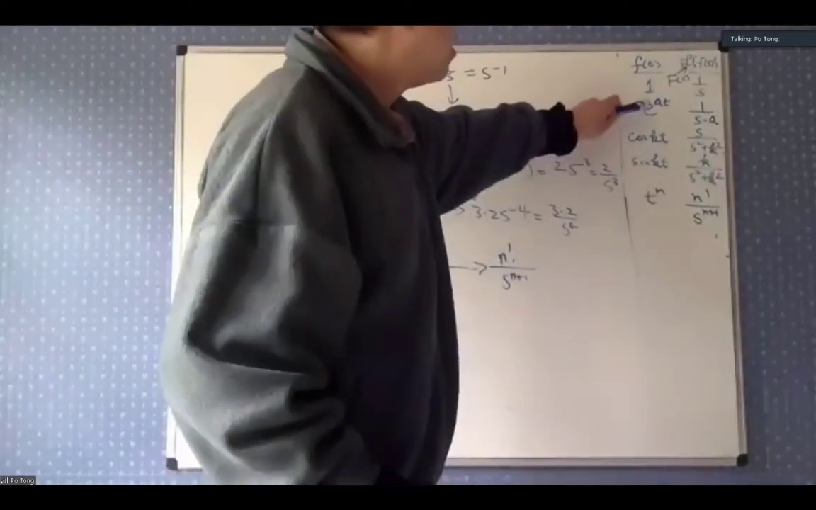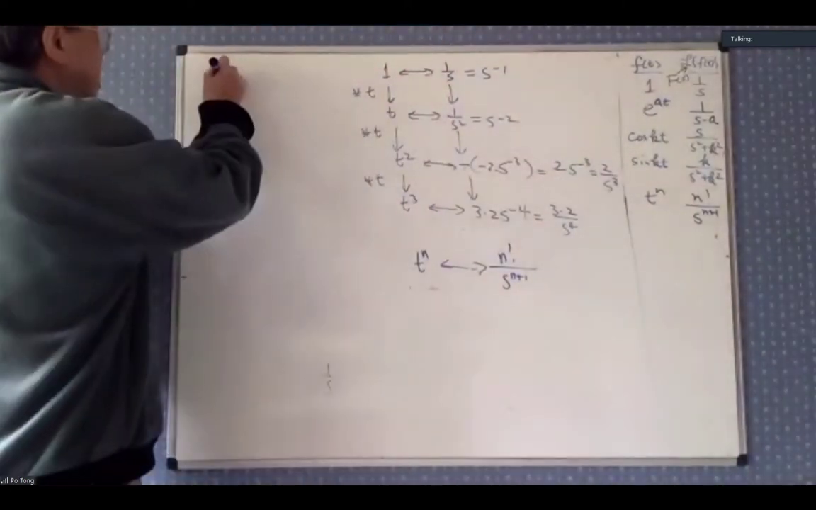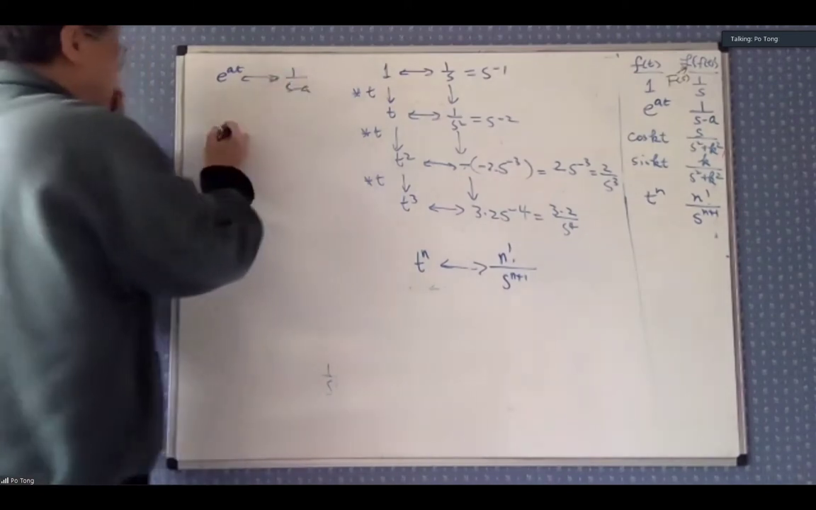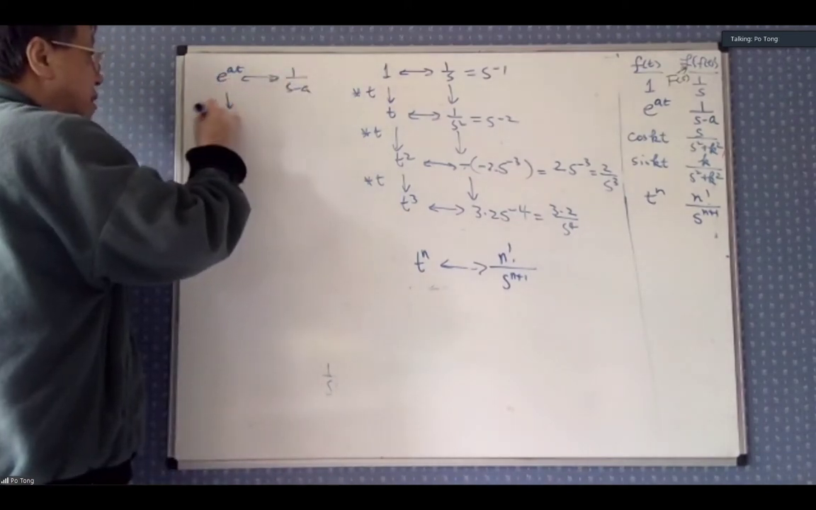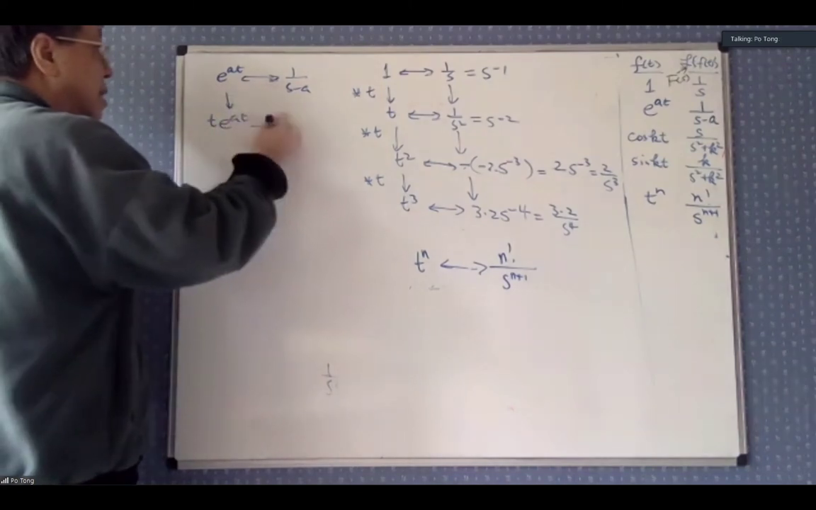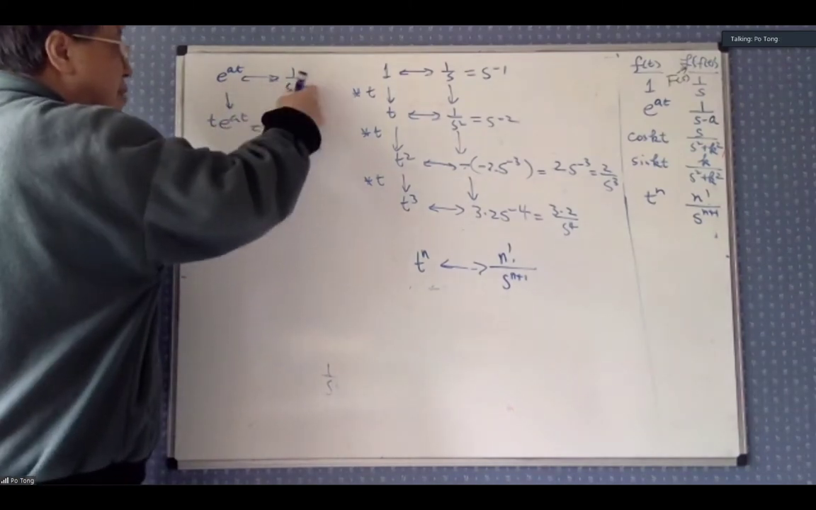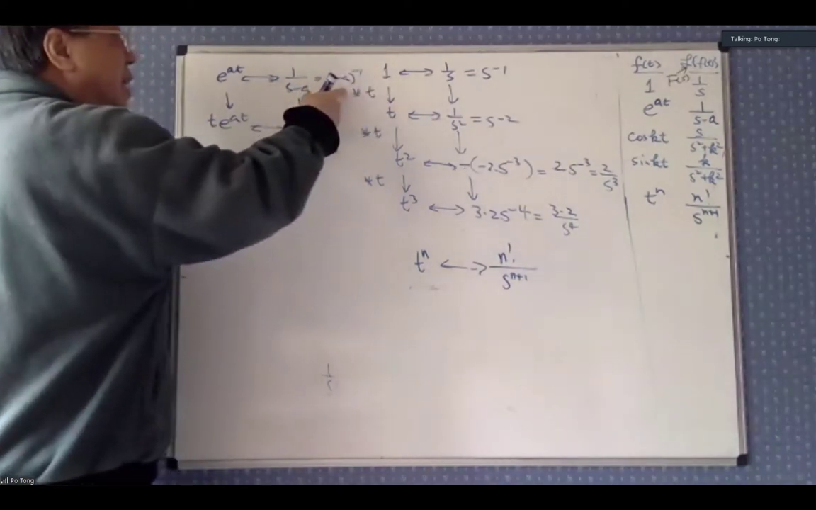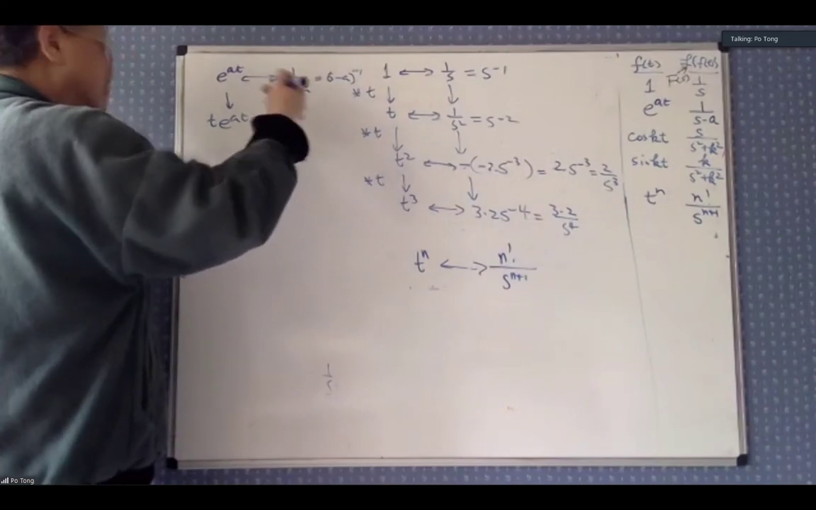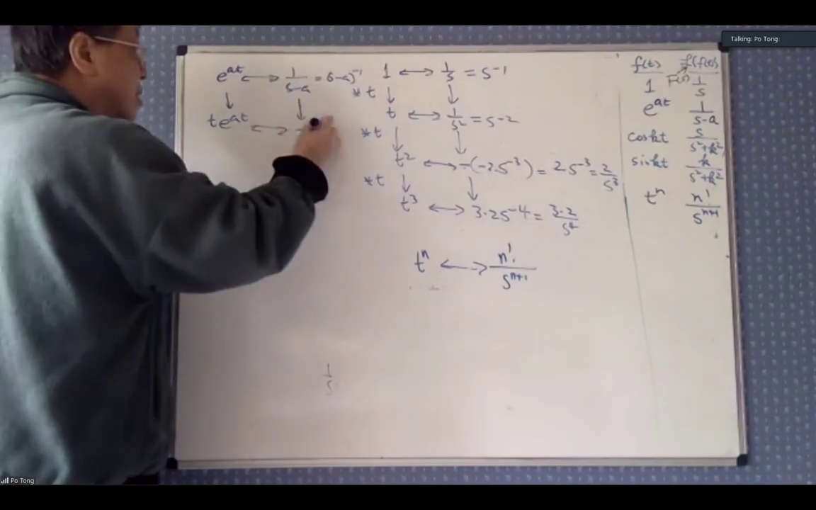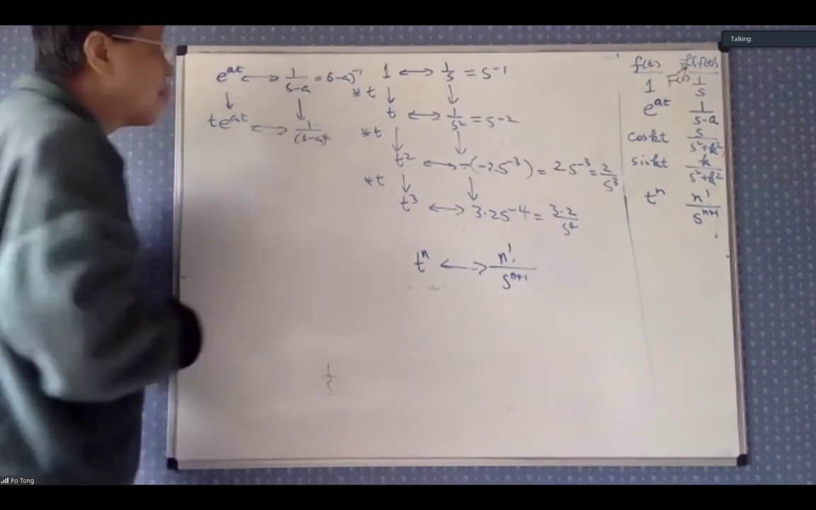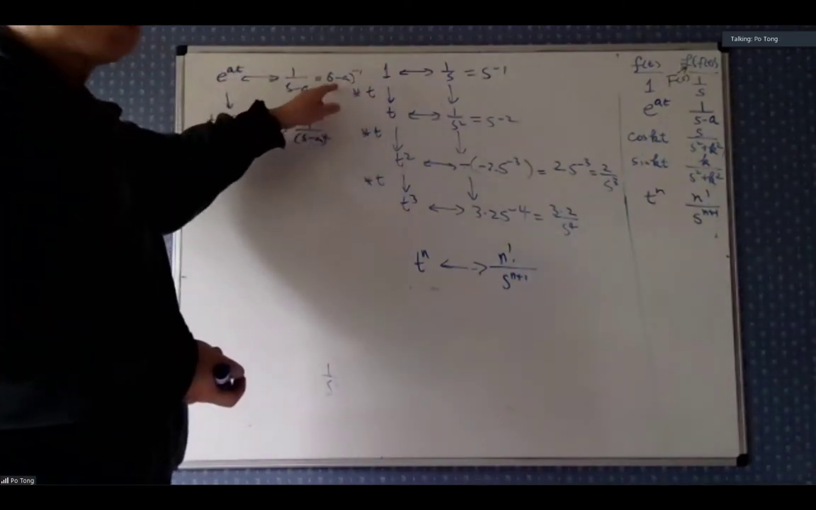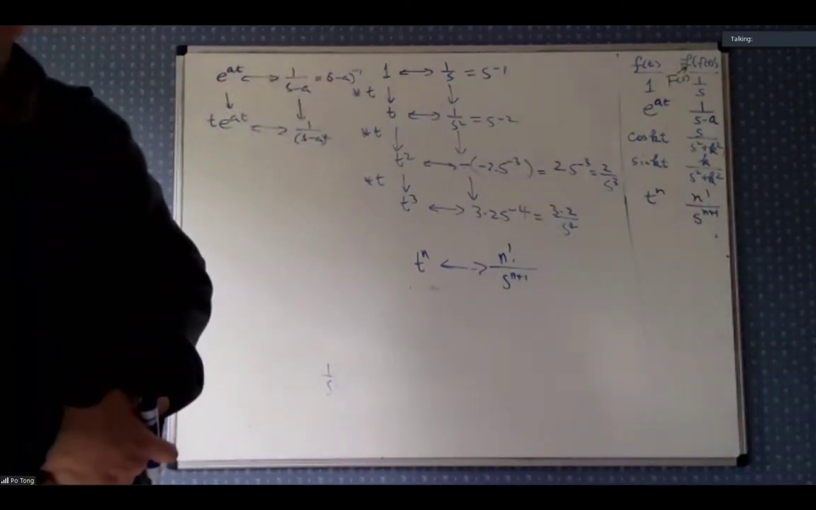Using this, e to the power at, 1 over s minus a. You multiply by t, and then this guy will be the derivative. What's the derivative of this guy? The derivative of this guy, and then you take negative. Can you see this is 1 over s minus a squared? Chain rule. Chain rule this guy. Yes?